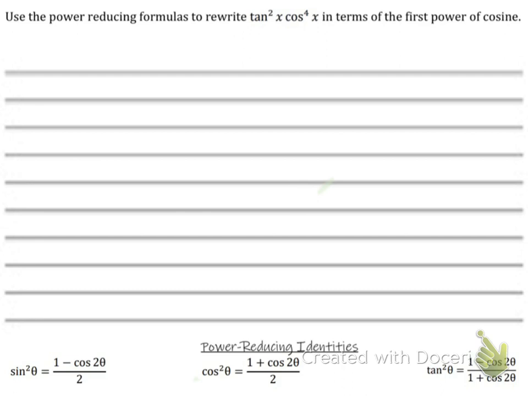All right, last one. Now we have tangent squared cosine to the 4th. So remember, that's tangent squared x times cosine squared x squared, right? Or cosine squared times cosine squared. And before we start with our formulas, in this situation, theta is x. So 2 theta is 2x.